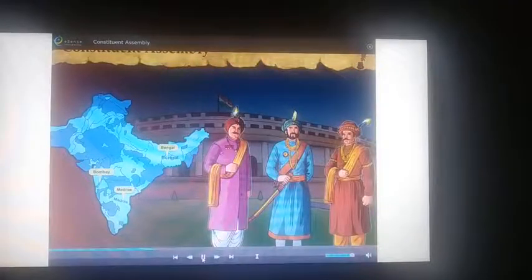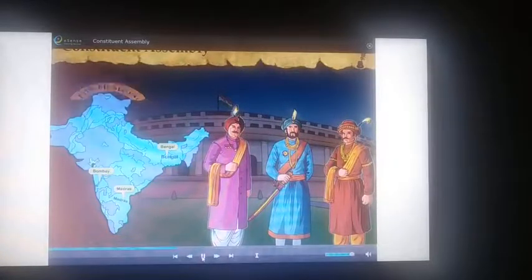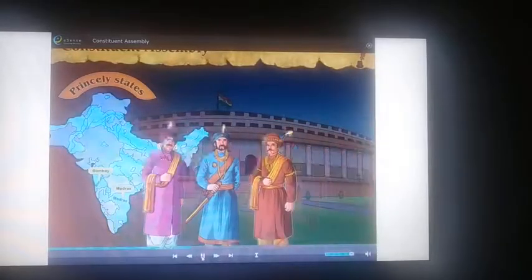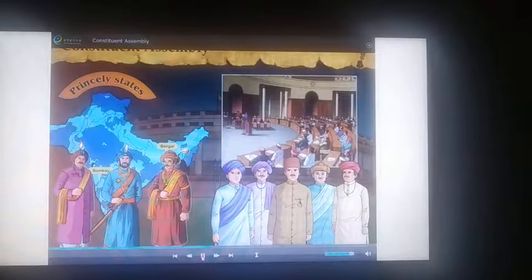Similarly, the local princes were carrying out the administration in some areas. Such areas were known as princely states, and their chiefs were known as princes. The representatives of the provinces and the princely states were included in the Constituent Assembly.